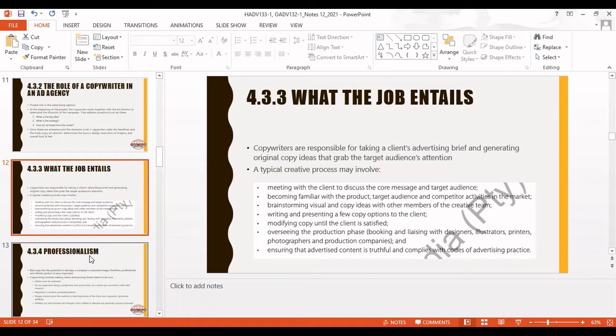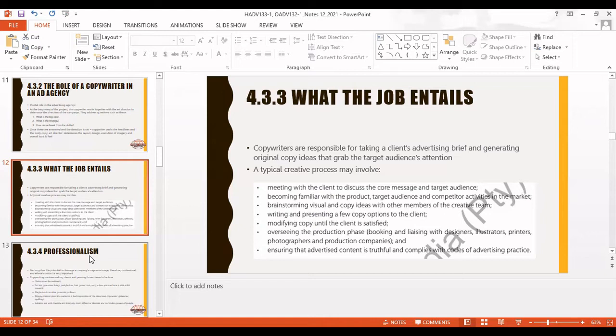You also need to brainstorm visual and copy ideas with other members of the creative team. You come up with different ideas as you brainstorm, so that you can come up with a perfect copy. Then you need to write and present a few copy options to the client.